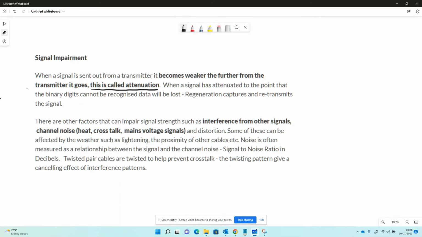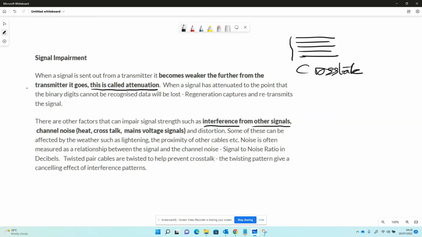So we can regenerate that signal. We can send it into a regeneration station and regenerate it and then send it again. That works much better with serial than it does with parallel. There are some other factors that can impair the signal strength, such as interference from other signals. If you've got multiple cables next to each other, they suffer from crosstalk. Crosstalk is where the cables interfere with each other as the signal goes along. The signals going along the cable radiate some of their signal, and crosstalk can happen.